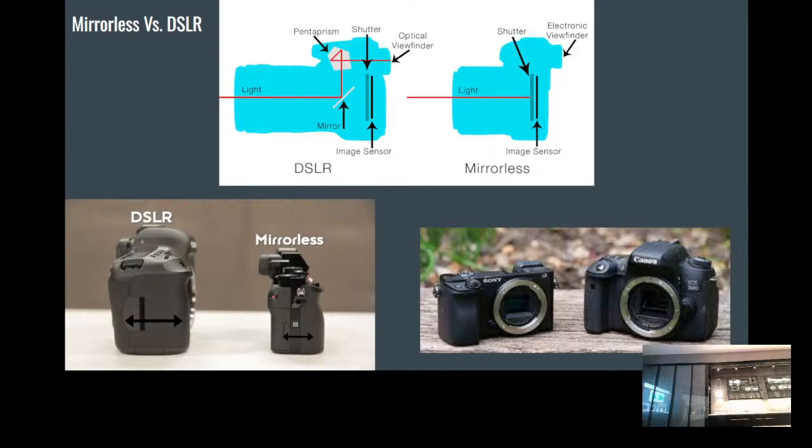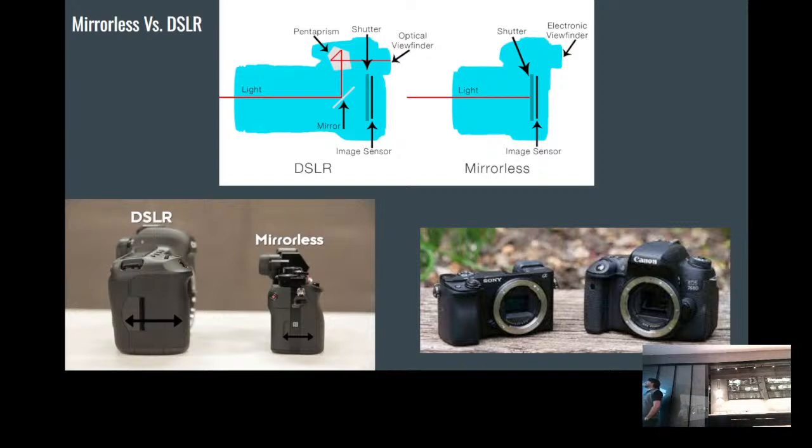Light comes into the camera and bounces off of a mirror. That mirror hits a pentaprism, and from that pentaprism it comes to our optical viewfinder. With one flick of the trigger on our camera, we pull up that mirror, we take the picture, it burns it into the sensor, and we're able to then see the image.